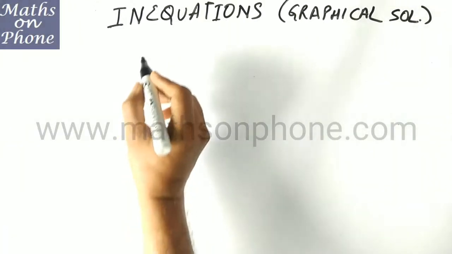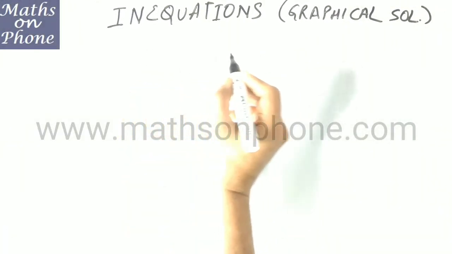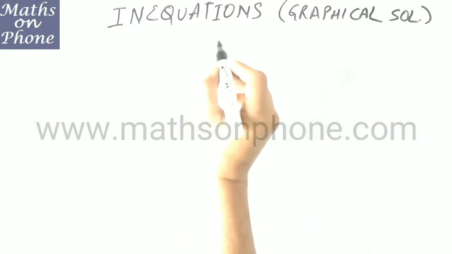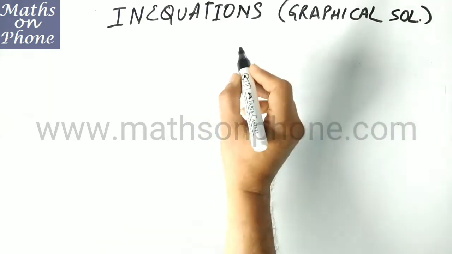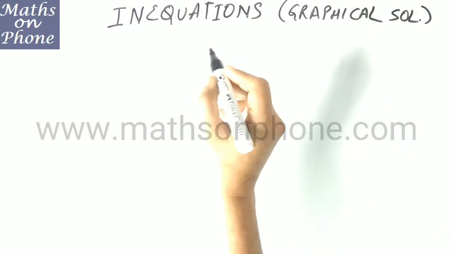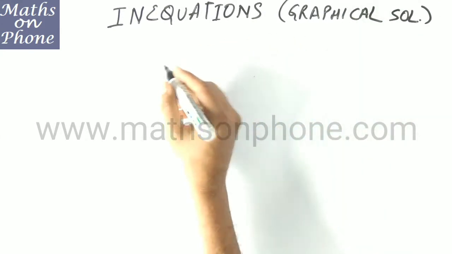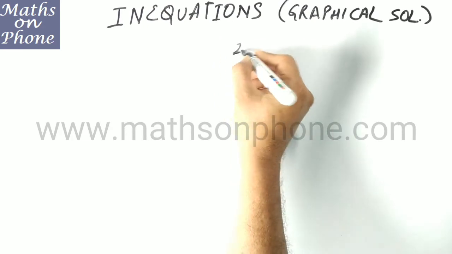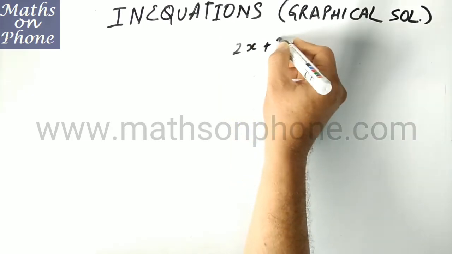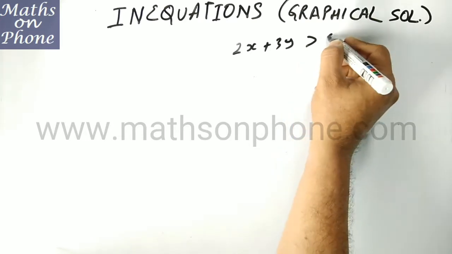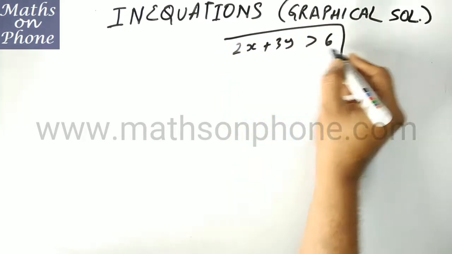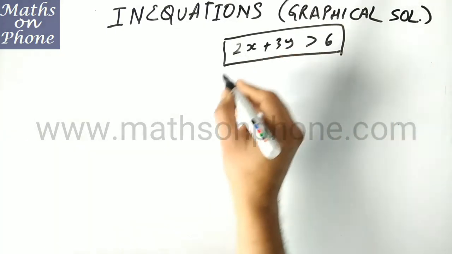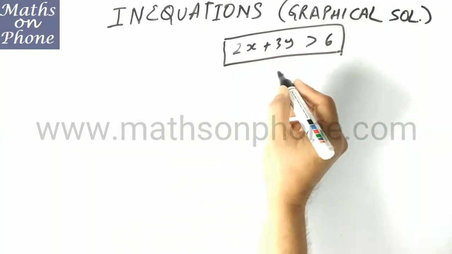Hello friends, now we will see the solution of linear inequations graphically. We will draw the graph and show the solution, shading the solution there. Do you know what an inequation represents? If I say 2x + 3y > 6, what does this represent? This represents a region, an area in the graph.